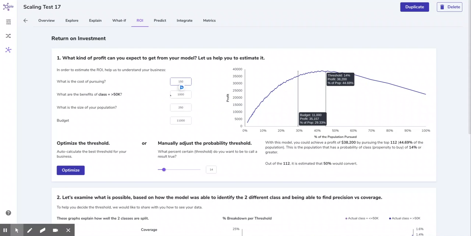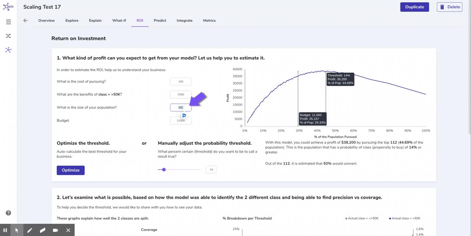Once the lead closes, what's the benefit of having that lead? In this case, this is just a name that was used in the data set for the class of the target that you're trying to predict. But this is the equivalent of closing a sale in this example. So let's say if you do close the sale, on average it's $1,000. It's the benefit to your company of closing a sale.